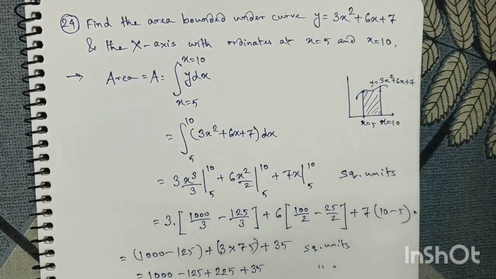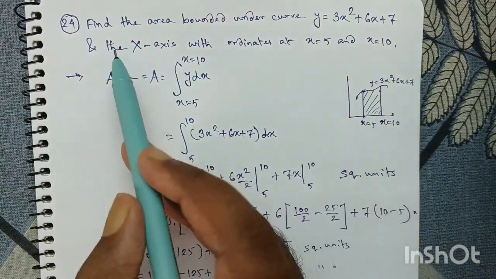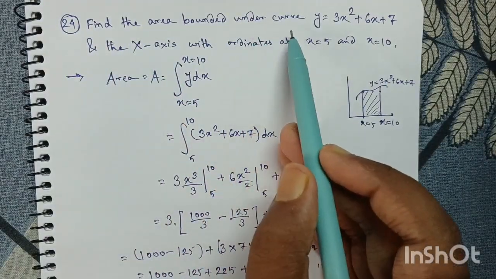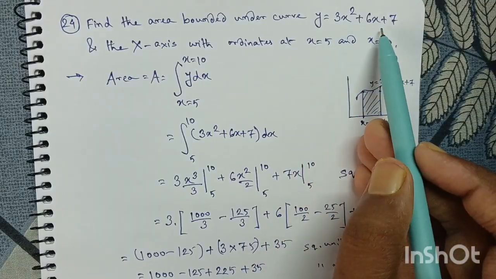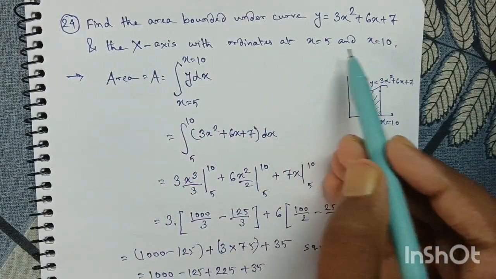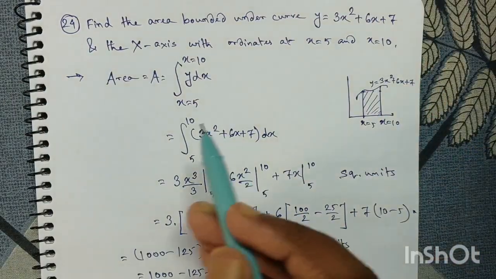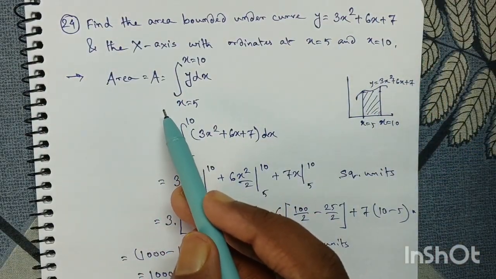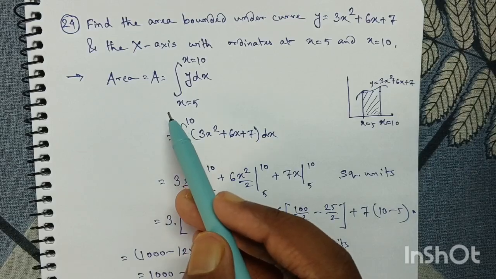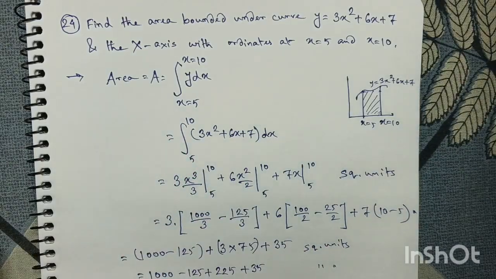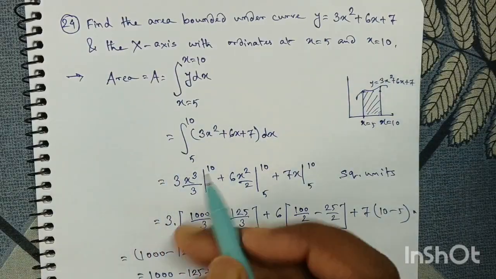Now let's come to question number 24. It says find the area bounded under the curve y is equal to 3x square plus 6x plus 7 and the x-axis with ordinates x is equal to 5 and x is equal to 10. So finally we have to tackle this using integration. The previous ones are the differentiation problems and these are the integration problems.